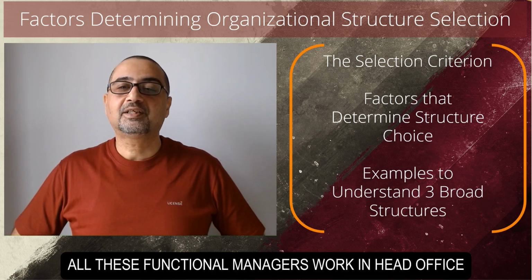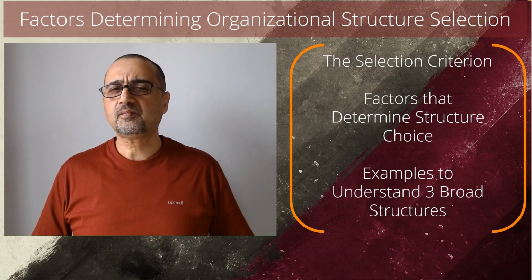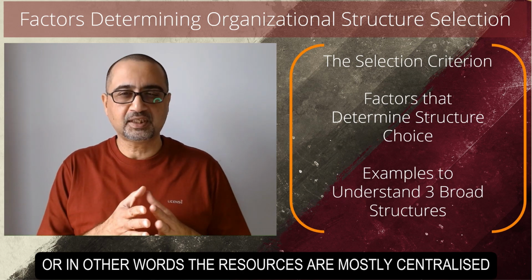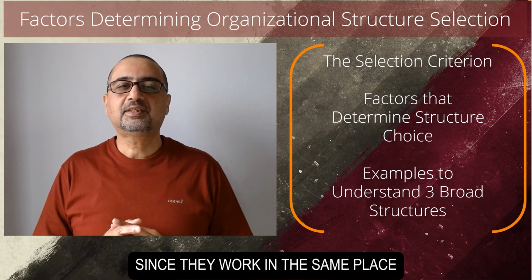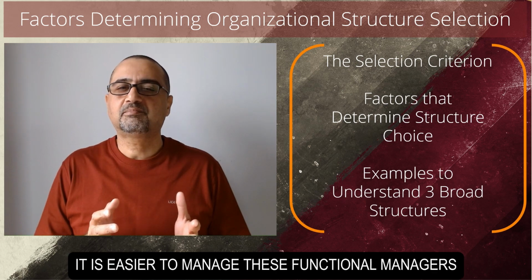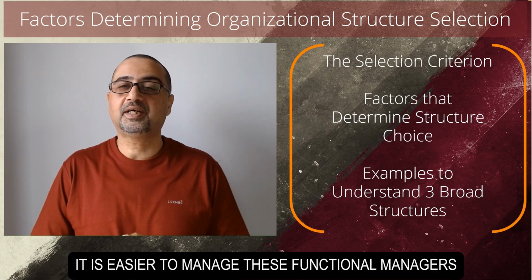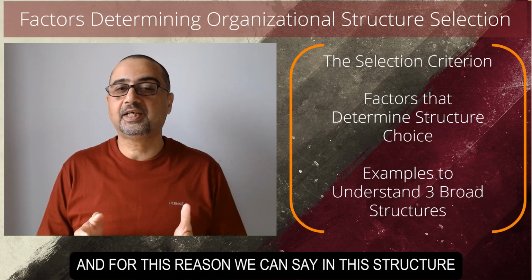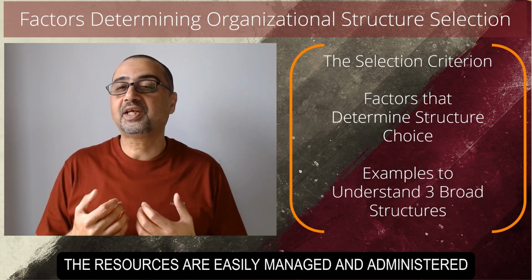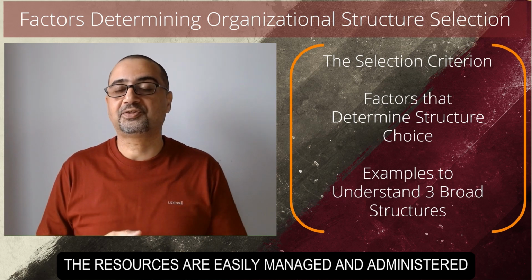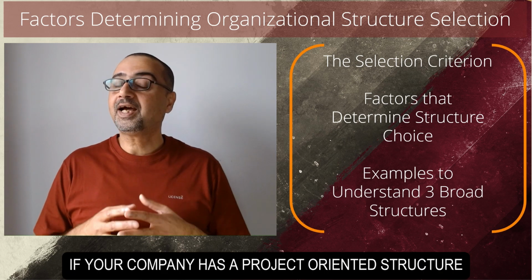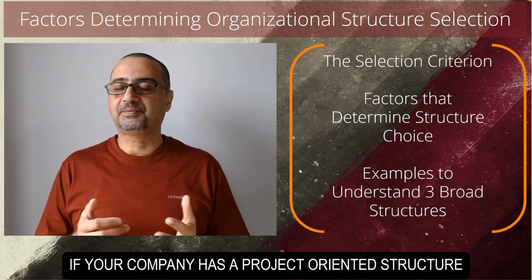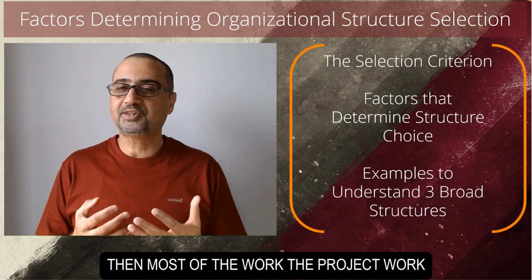All these functional managers work in head office, or in other words, the resources are mostly centralized. Since they work in the same place, it is easier to manage these functional managers. They report to a single executive, and for this reason we can say in this structure the resources are easily managed and administered.